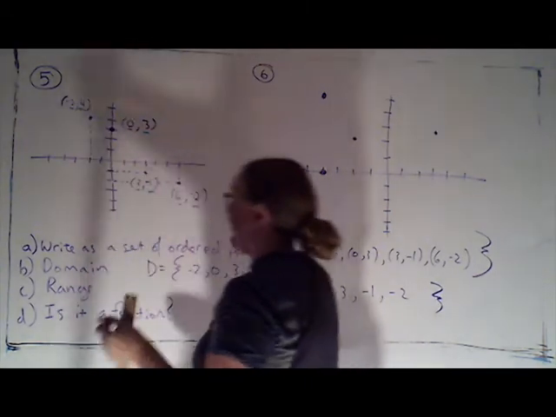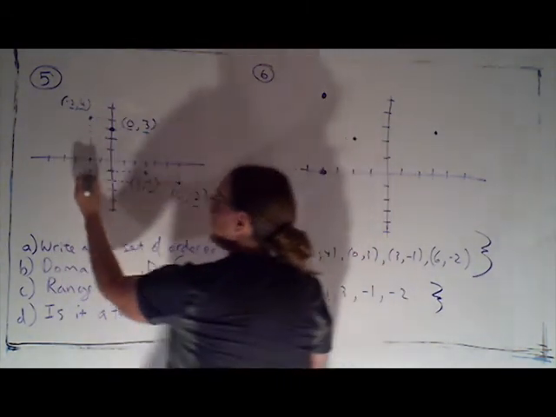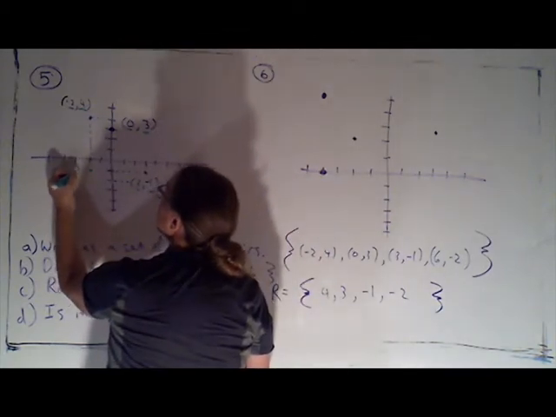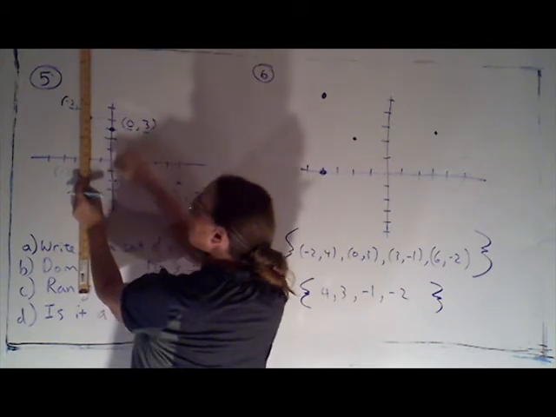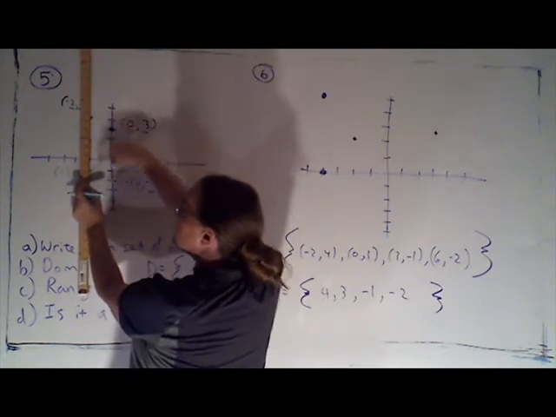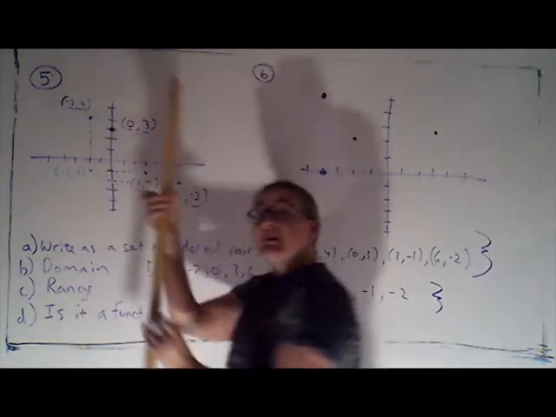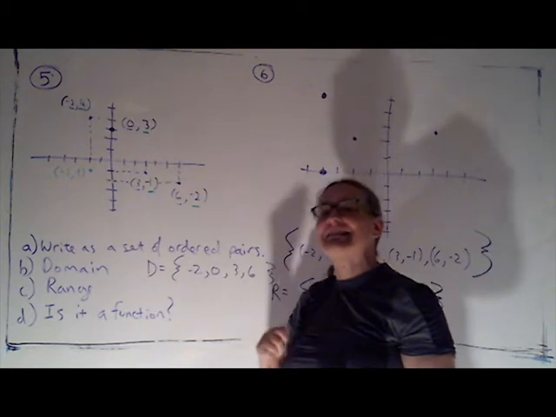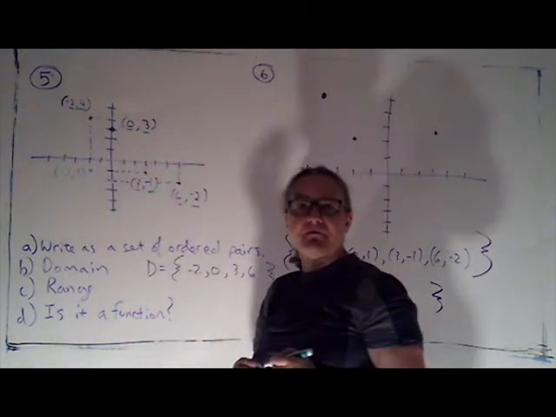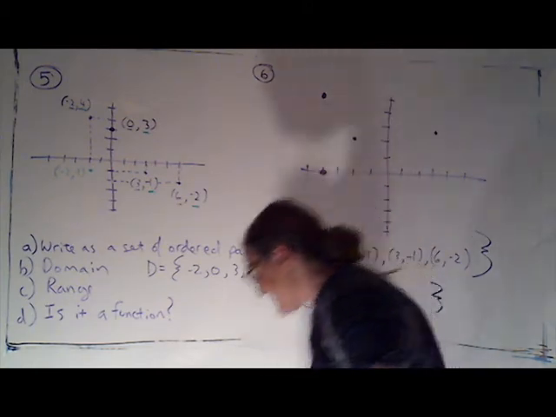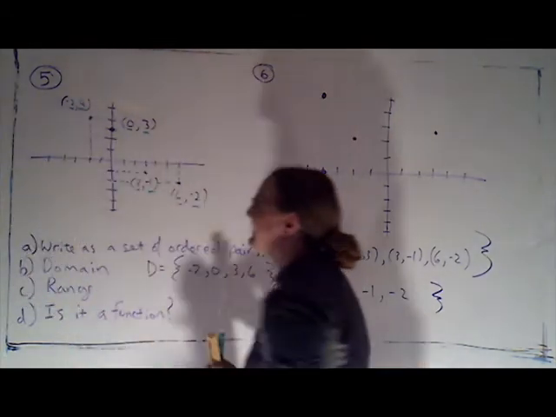If I had another point right here, let's say I had this point -2, -1, then notice when I draw my vertical line, it's going to intersect the relation at two different points, up here and down here. That shows me that there are two different points that have the same x value, but obviously if they're different points, they've got different y values. That would make this not a function. Now I don't have that point, so I'm going to go ahead and erase it.